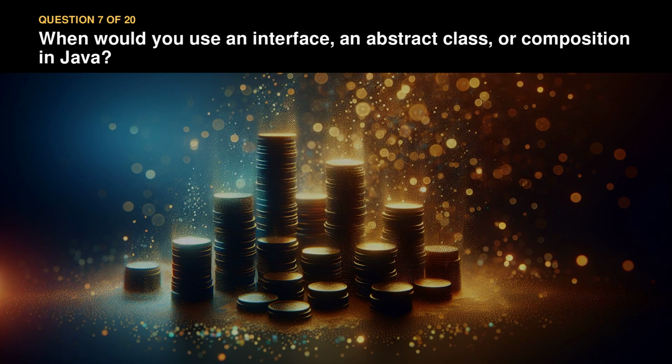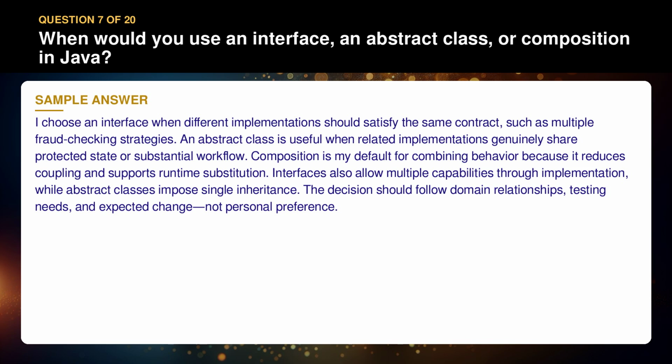Question 7. When would you use an interface, an abstract class, or composition in Java? I choose an interface when different implementations should satisfy the same contract, such as multiple fraud checking strategies. An abstract class is useful when related implementations genuinely share protected state or substantial workflow.